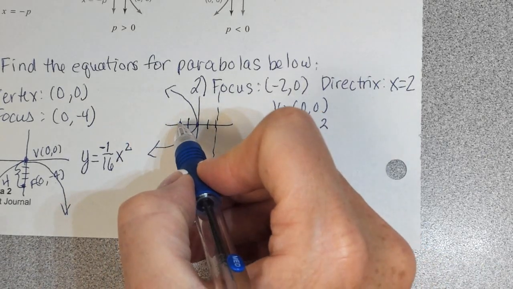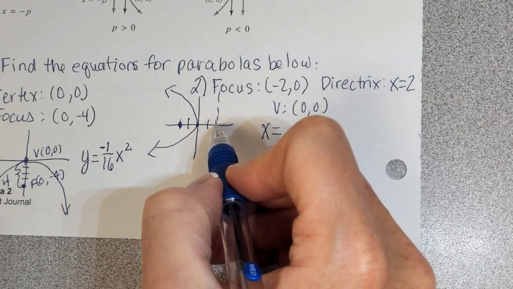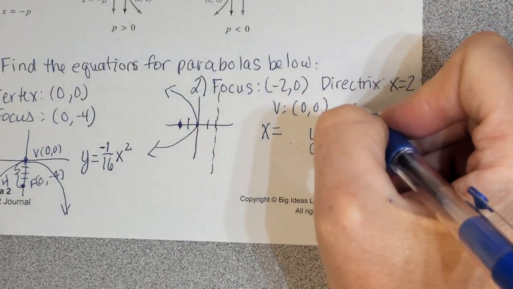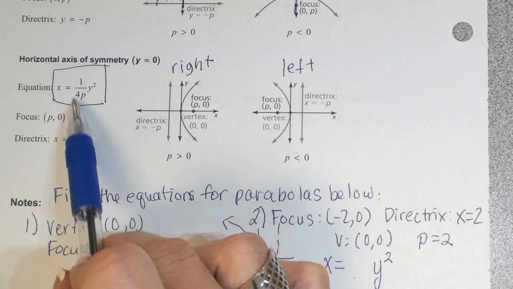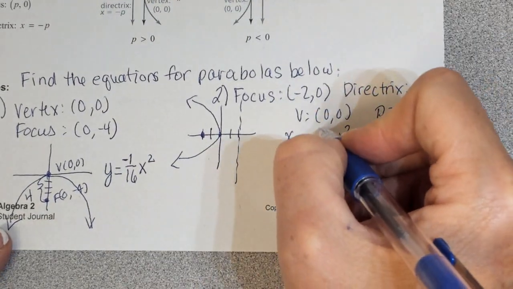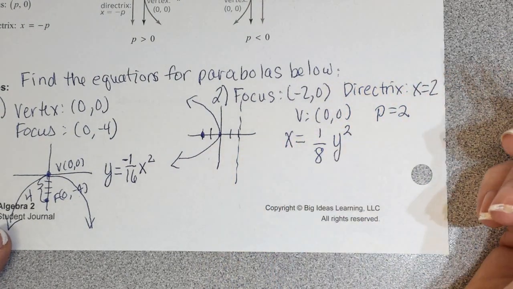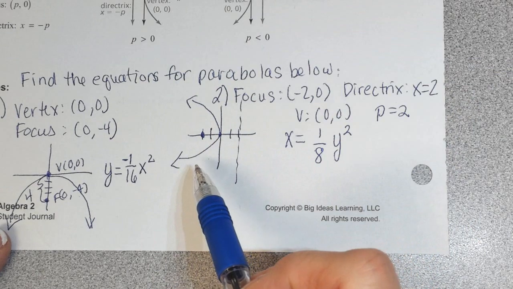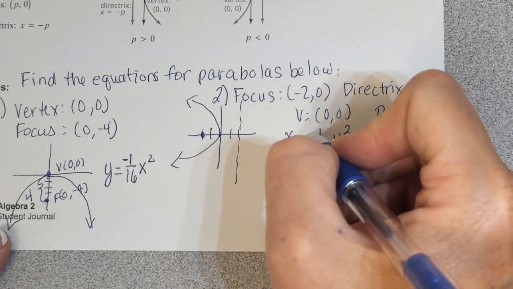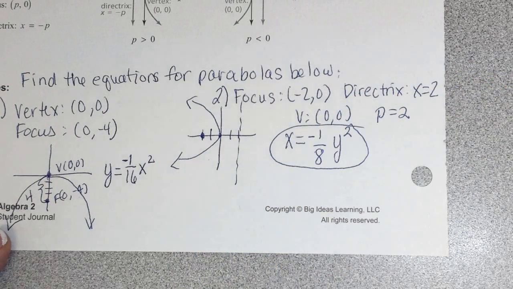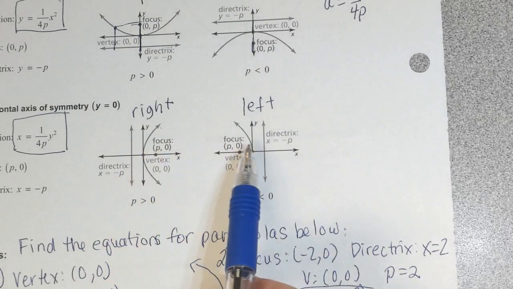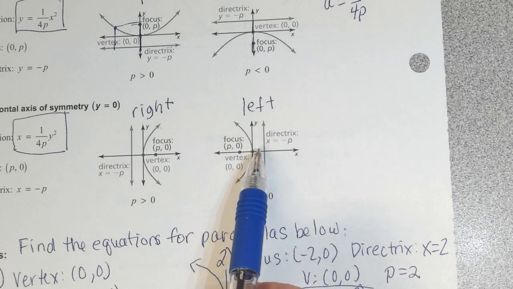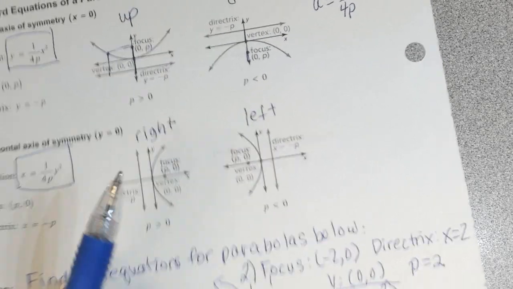Exactly. How far is it from here to here? Or how far is it from here to here? 2. So I know the p-value then has to be 2. And I know that this value right here has to be 1 over 4p. So what's it going to be here? 1 over 8. Now, is it opening in the positive or negative direction for the x's? Negative direction. And there we go. Okay? Questions on that? So the new things we're adding on are really the 1 over 4p instead of thinking of it as a, and the right and left concept. And we're going to keep going.